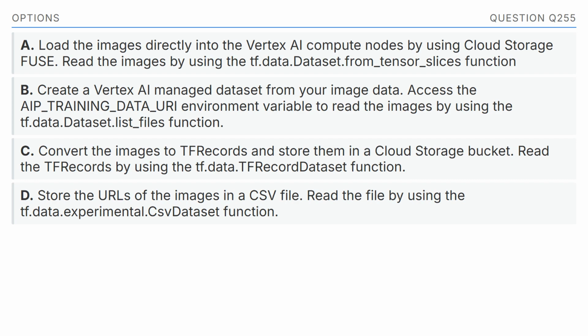Option C, convert the images to TFRecords and store them in a Cloud Storage bucket. Read the TFRecords by using the tf.data.TFRecordDataset function. Option D, store the URLs of the images in a CSV file. Read the file by using the tf.data.experimental.CsvDataset function.